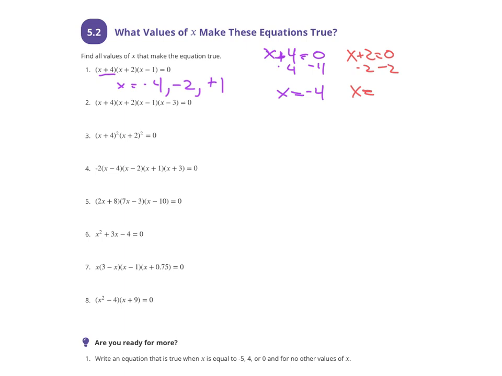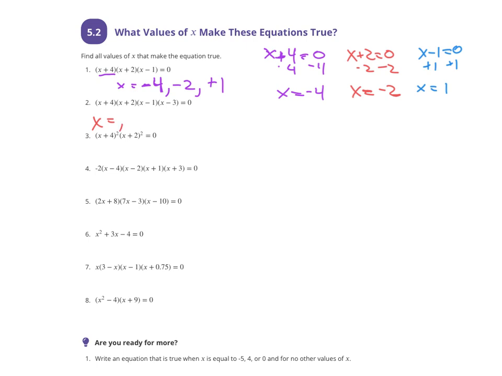Subtract 2 from both sides, x equals negative 2. x minus 1 equals 0. Add 1 to both sides, x equals 1. So basically, it's just flipping the sign. 3 factors, 3 roots or zeros. Okay, for the next one, I'm going to just flip the signs.